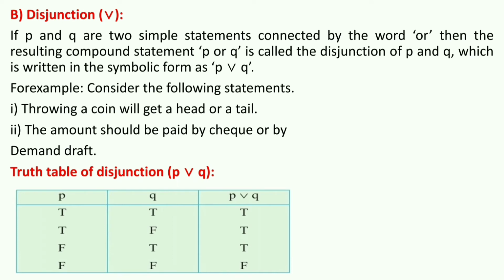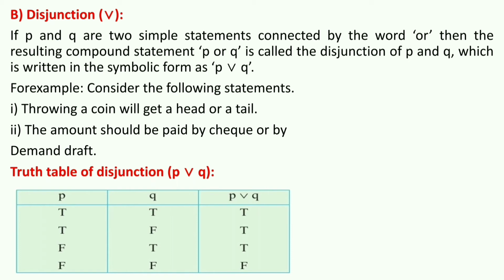Disjunction. If P and Q are two simple statements connected by the word or, then the resulting compound statement P or Q is called the disjunction of P and Q, which is written in the symbolic form as P or Q. For example, first, throwing a coin will get a head or a tail. Head or tail, that means here these two statements are combined by or. Similarly, in a second example, the amount should be paid by cheque or by demand draft.